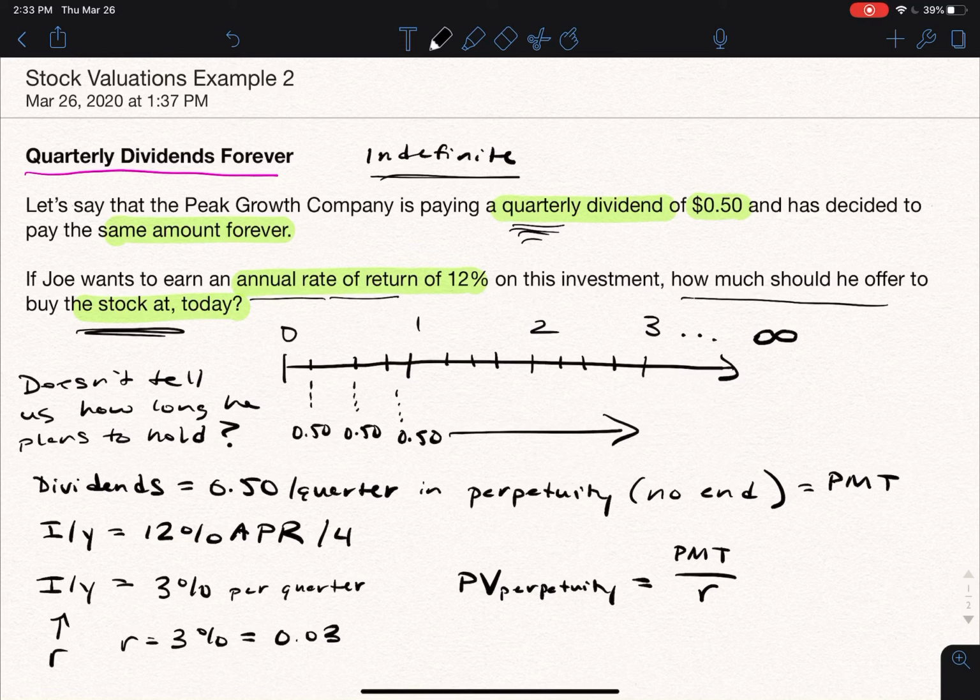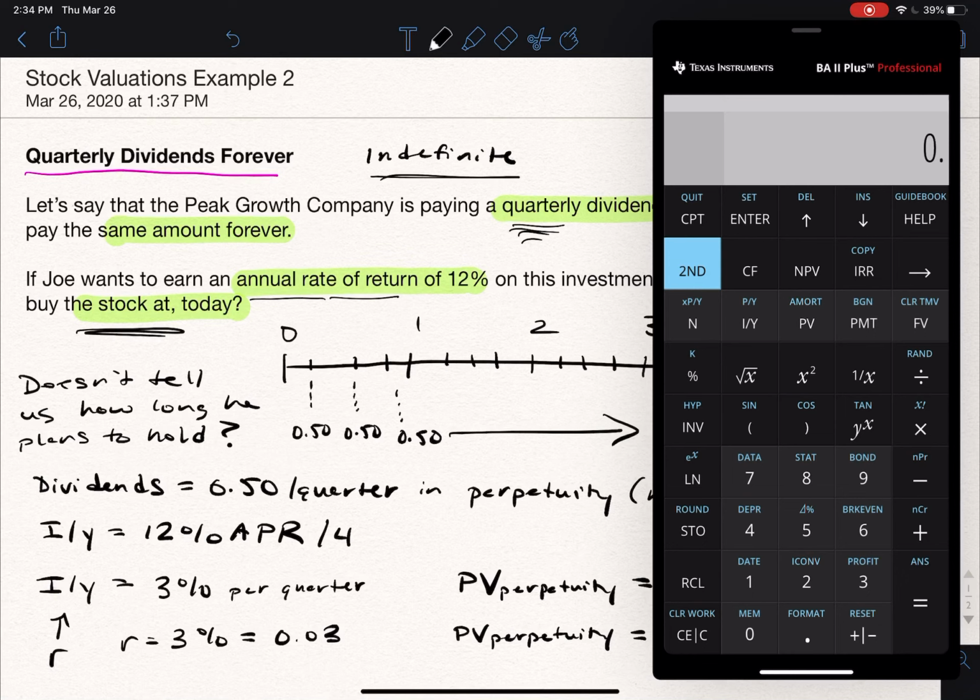So we've now gotten all the information that we need to solve this problem. So the present value of a perpetuity, this perpetuity that we're evaluating, is going to be equal to a 50-cent dividend divided by a required rate of return of 3%. All right? And so if we just whip out our calculator very quickly, we say 50 cents divided by the required rate of return of 3%. We get $16, and if we go ahead and round, 67 cents.